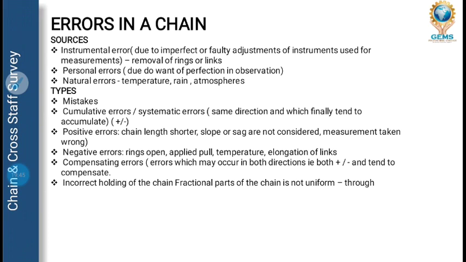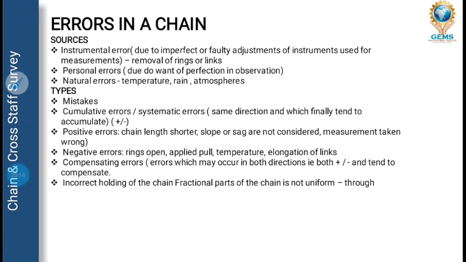Okay. Next, types of mistake. What types of mistake are there? It can be a cumulative error or systematic error, where errors in the same direction finally tend to accumulate. What is cumulative error? The error in what you are measuring will be positive or negative. If the answer should come to 100, it might be less than 100 or above 100, so the error can be easily found.